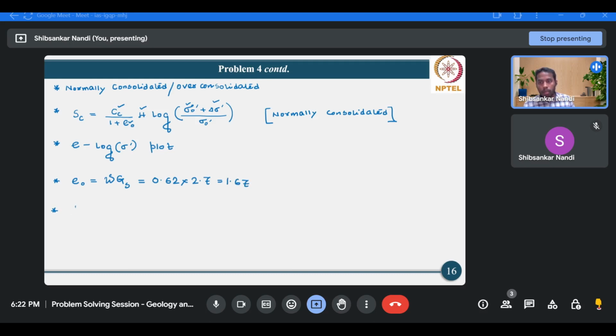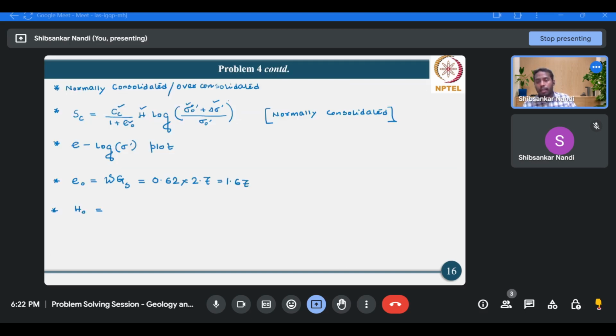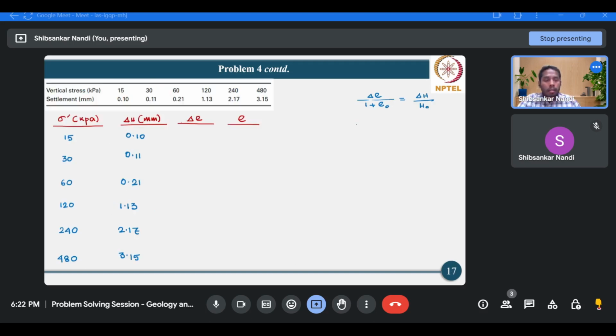And what is the value of H0? The value of H0 is nothing but 20 mm. This is the sample thickness before the consolidation. Okay. Now we can establish a relationship between delta e and delta H. So in this fashion, that (1 plus e0) divided by H0 multiplied by delta H.